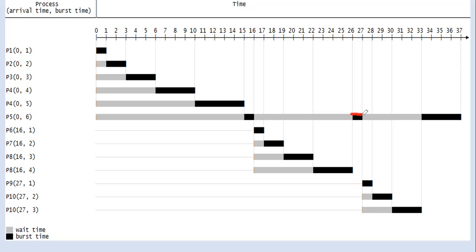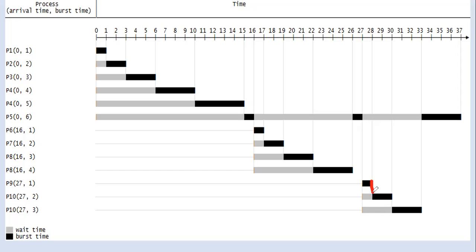At that same time, when our process P5 has just been processed for 1 minute, there is a new arrival. Process P9 arrives at time 27 with a burst of 1. So our process P5 will be removed again with a burst of 4, and therefore it will give room for process P9 to be processed for 1 minute.